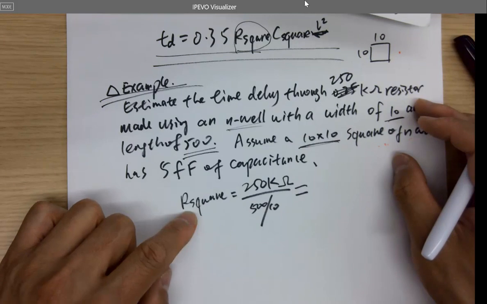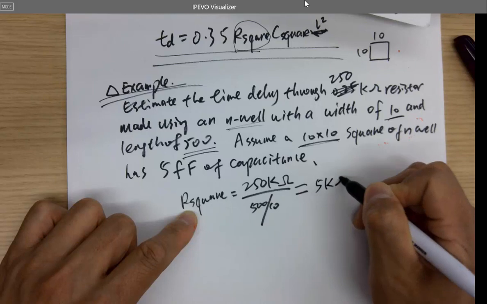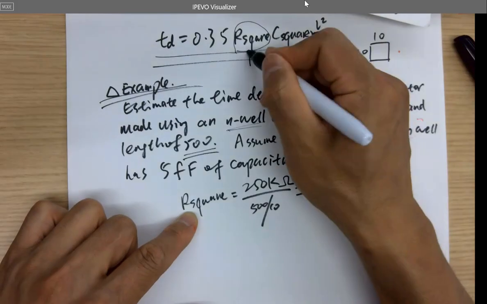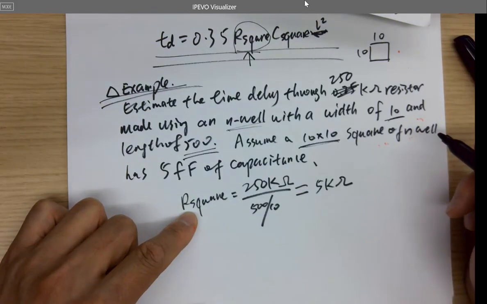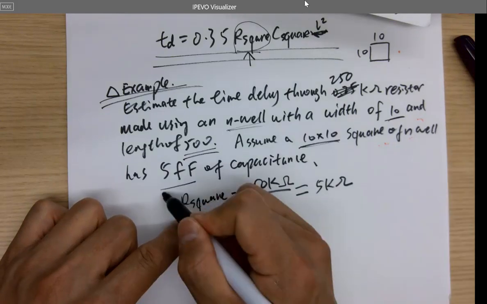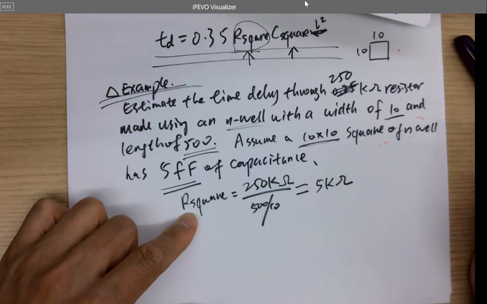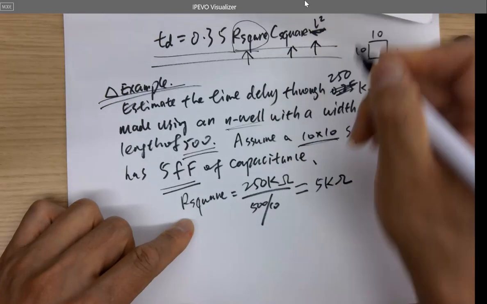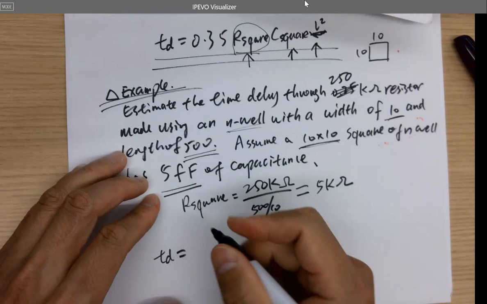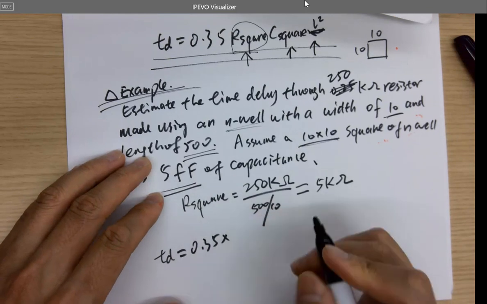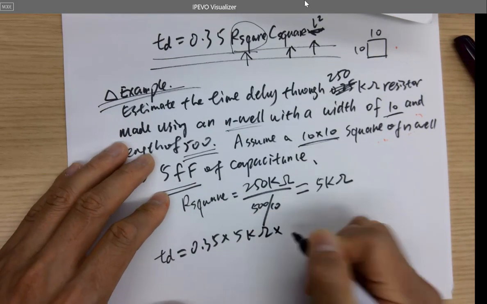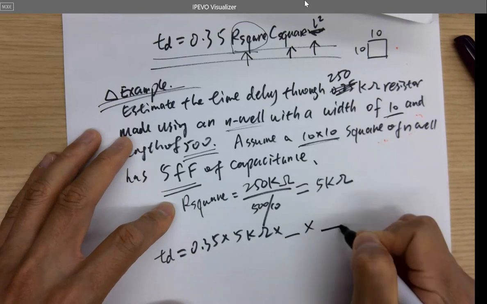And what is it? Done. C square, given. Done. L, 50. Done. So TD equals 0.75 times 5k ohms times what times what?